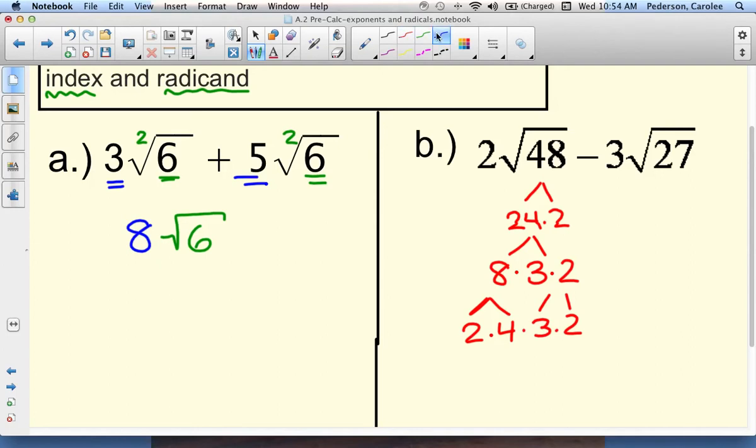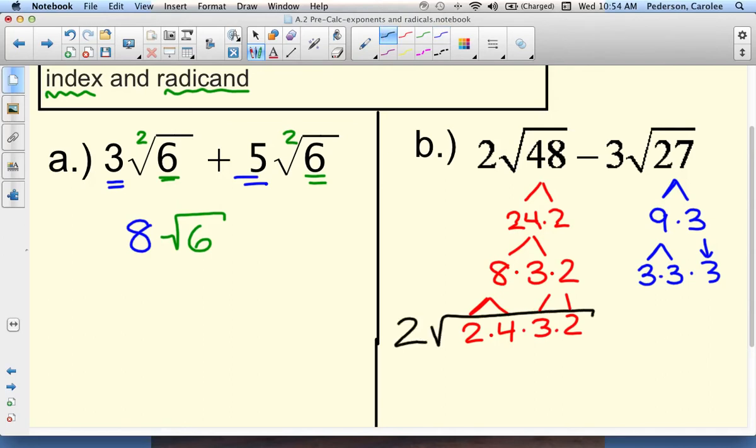Over here, I break down 27 as 9 and 3, and then break down 9 as 3 and 3, and then I have a 3 left. And then I still have here the 2 out in front, and the minus 3 out in front.